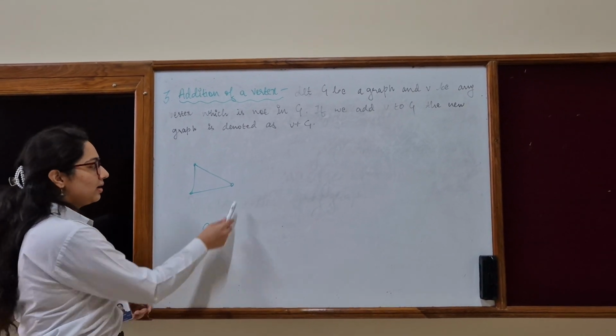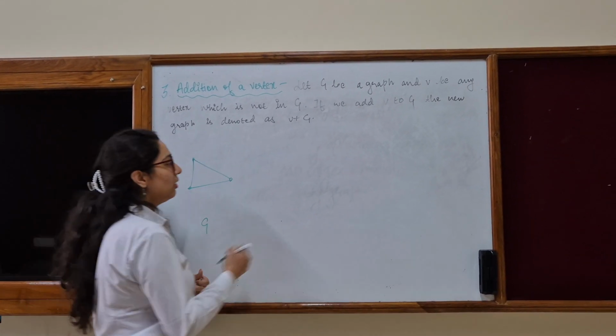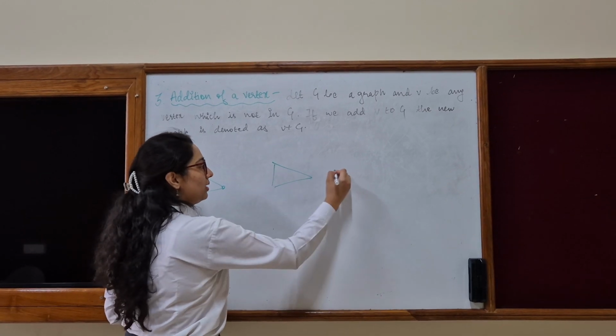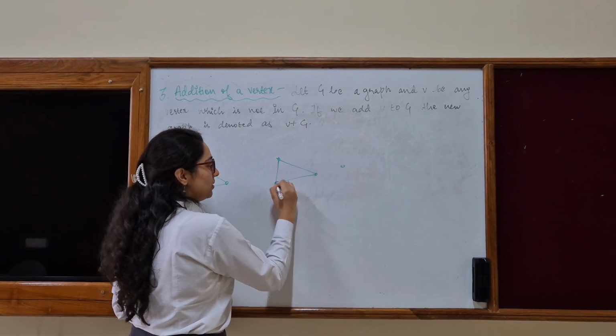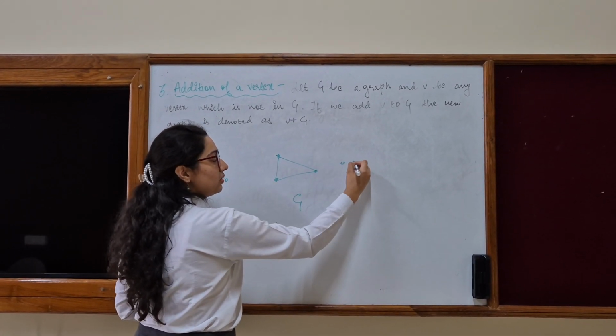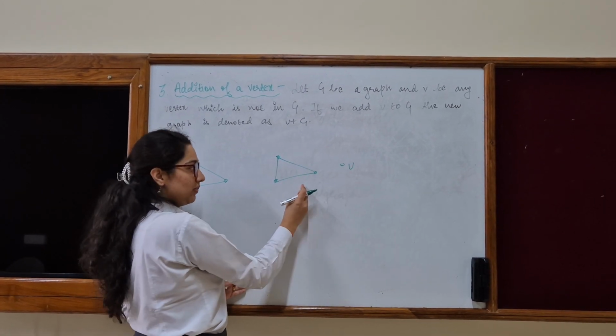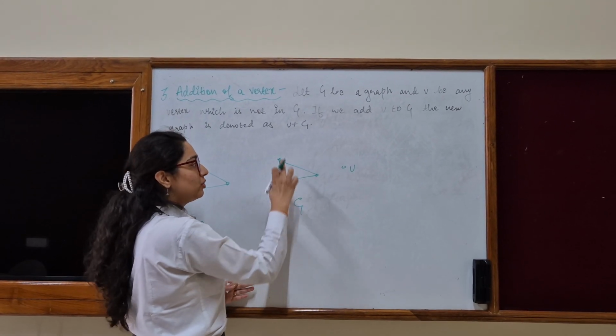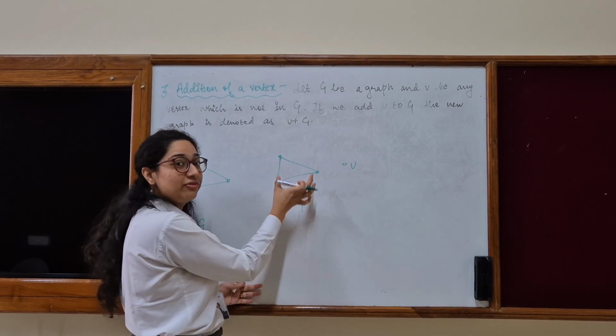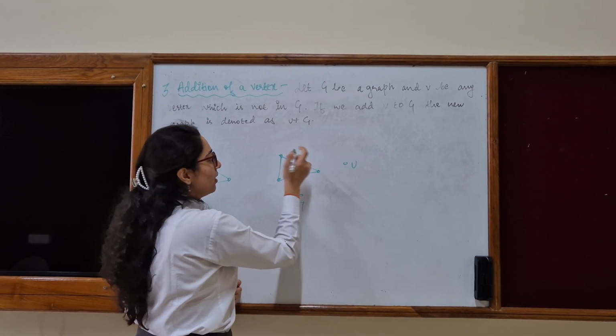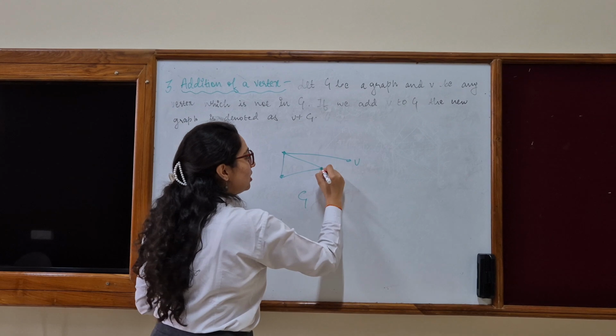We have taken one graph, which is G, and now we take another vertex which is not a part of G. So this is the graph G, and this is the vertex V. What we have to do is add this vertex into graph G. So how will we do that? We have to join all the vertices of graph G to the vertex V. So we will join it as such.